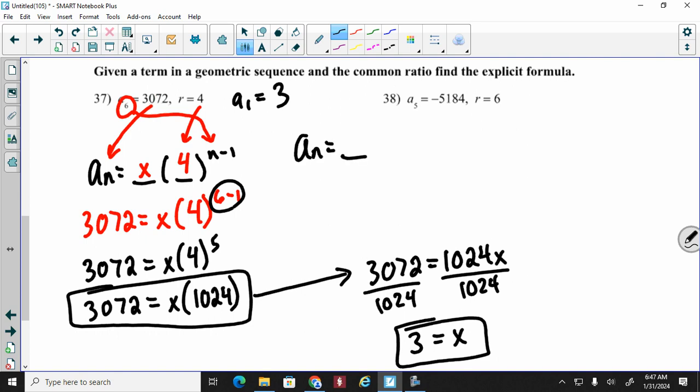Now that I know my first term, let's go ahead and actually do the formula. So a of n is equal to something, parentheses something, n minus 1. I just found my first term, it was 3. My common ratio was 4. I'm done. And then lastly, for question number 40, the final answer is negative 4, parentheses 6 to the n minus 1 power. All right, that's everything.